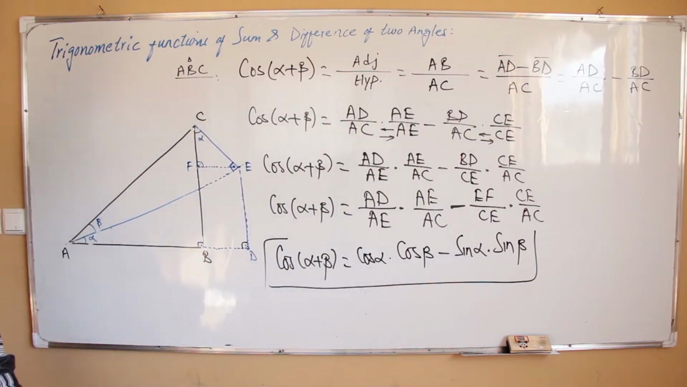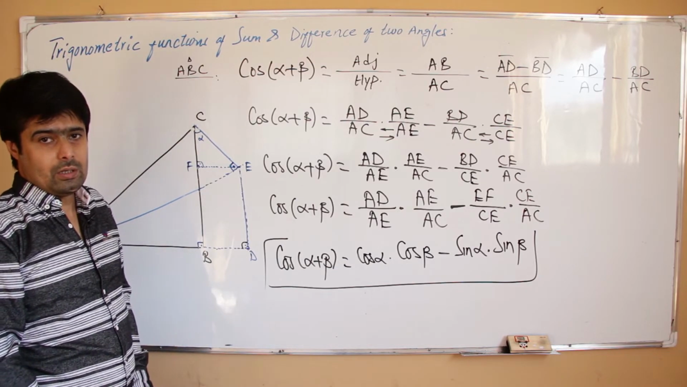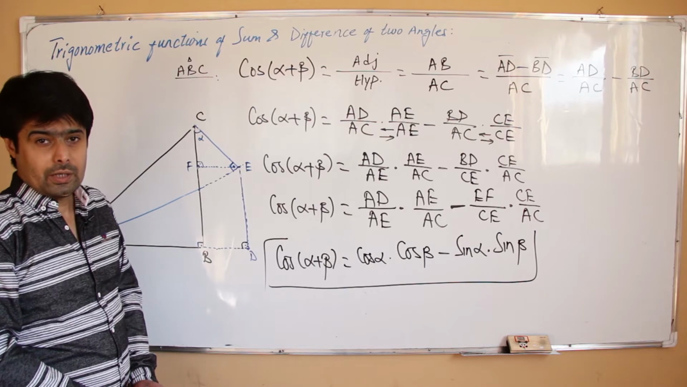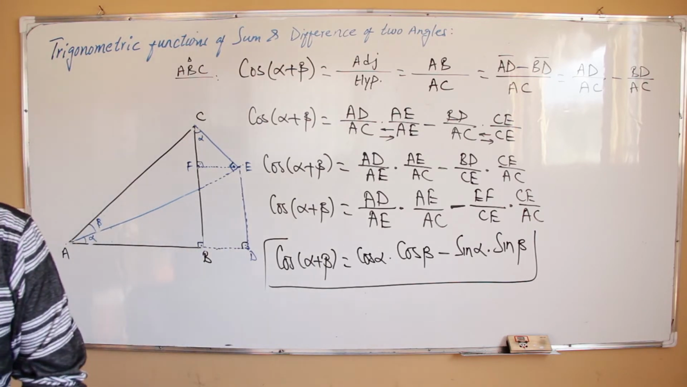This is our formula for cosine of alpha plus beta: cosine alpha cosine beta minus sine alpha sine beta. Write it please. We will go on to tangent.